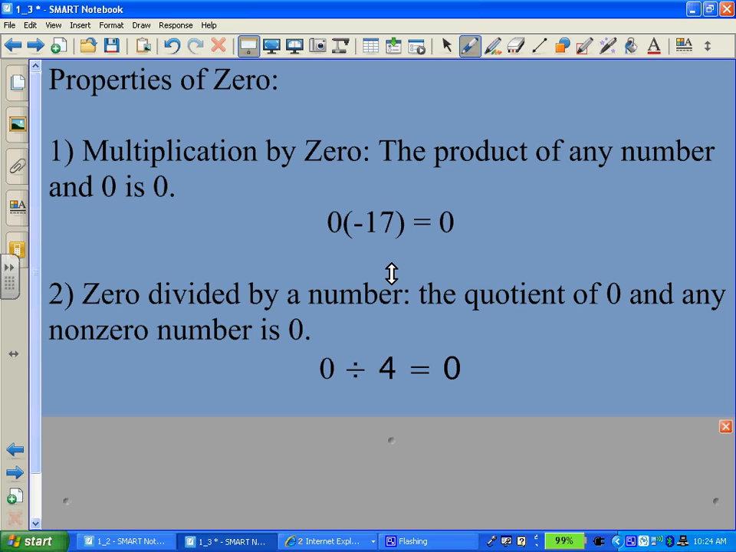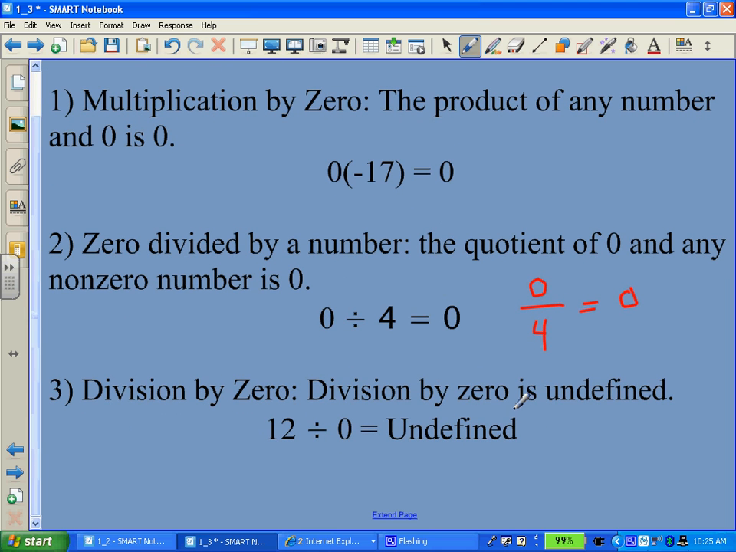Now with division, it's important to remember whether you're dividing by 0 or whether you're dividing 0 by a number. There's a difference. So here we have 0 divided by a number. So when we have 0 on top, okay, I like to think of this in fraction form. If 0 is on top, okay, the answer is 0.